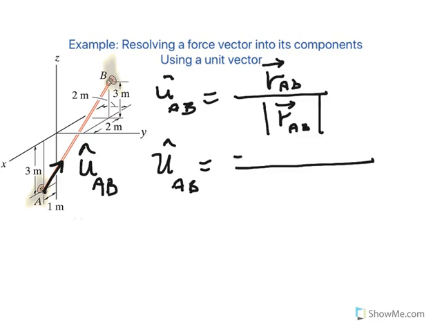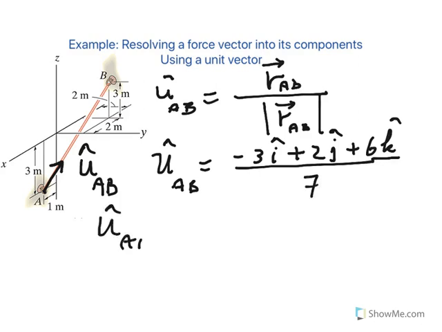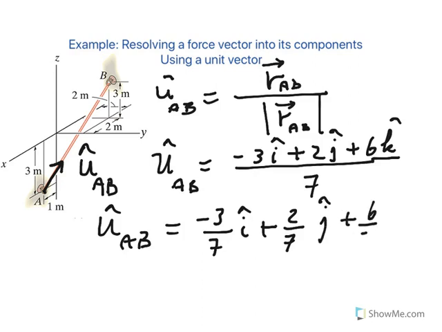So we have minus 3i, this is the position vector RAB, plus 2j plus 6k, divided by the magnitude of this, which is 7. So then we wrote the unit vector AB as, you could actually look at it individually, like the example you've seen before: minus 3/7i plus 2/7j plus 6/7k. So we've already seen this.